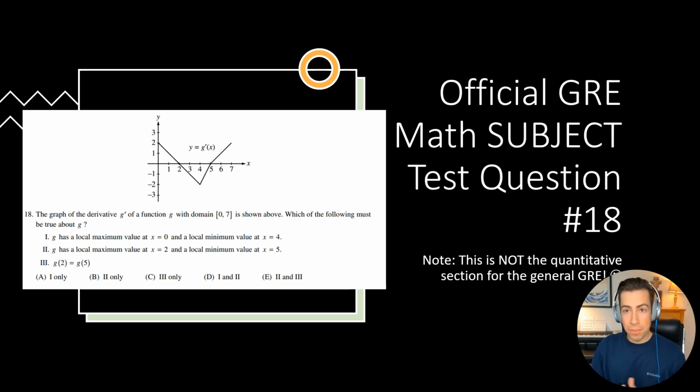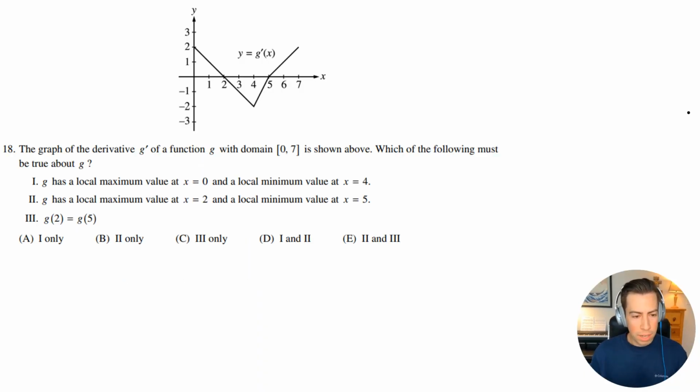Okay, question number 18, let's get right into it. So we have the graph of the derivative g prime of a function g with domain 0 to 7 shown above. Which of the following must be true about g? So this graph right here is the graph of g prime, so we can't make any explicit assumptions just by looking at it. We will have to do a little bit of calculus.